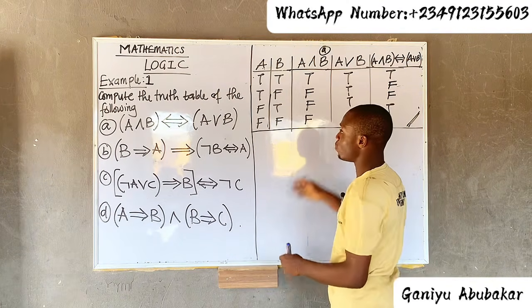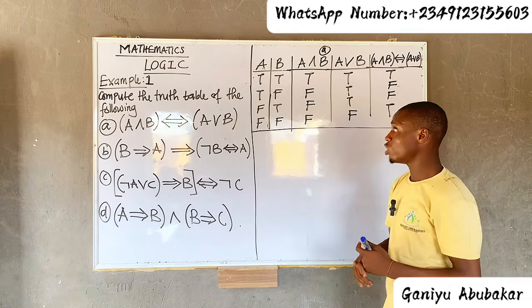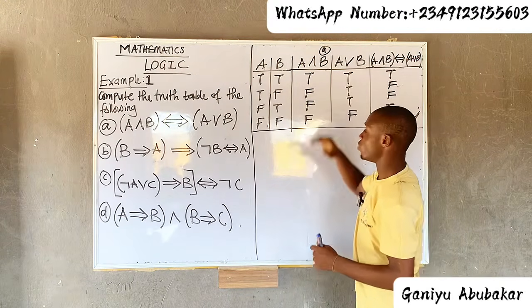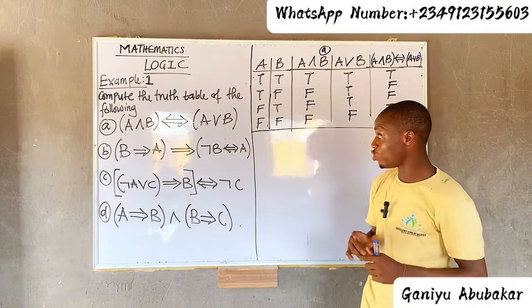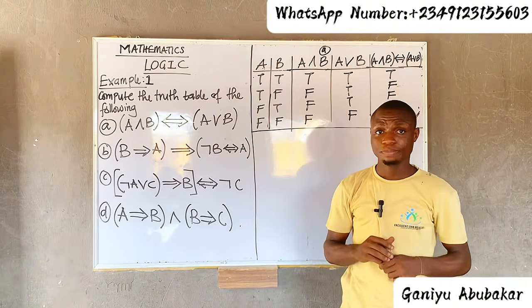So this is how you calculate number 1. This is how you compute the truth table value for number 1. This is how you solve this, please. As easy as this. So let's do number 2 and let's proceed.